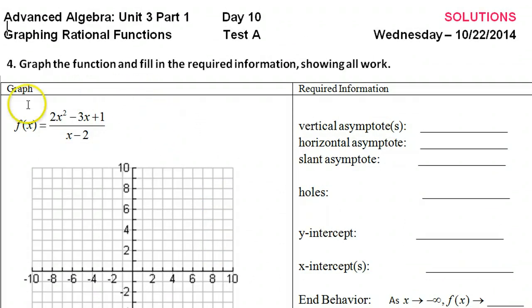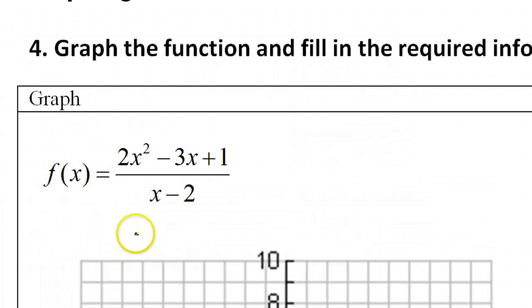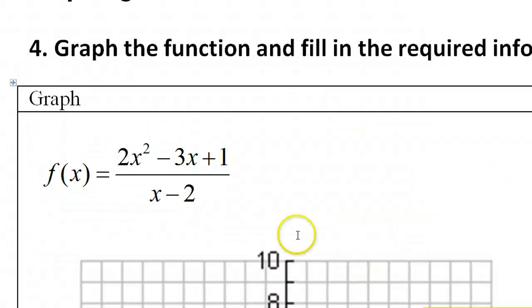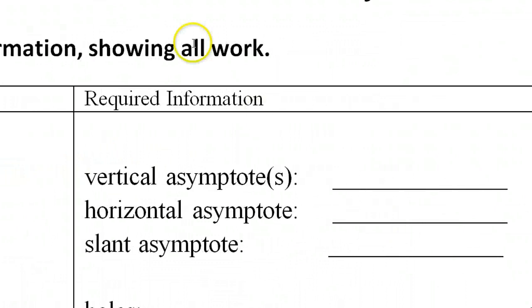Alright, let's get started. Let's actually start with the horizontal asymptote, because that's easy to nail. The horizontal asymptote works like this. If the numerator degree is less, y equals 0. If the degrees are equal, leading coefficients. If the numerator degree is greater than the denominator, there is no horizontal asymptote. And that's the situation we're in here. Numerator degree is 2, the denominator has degree 1. So there is no horizontal asymptote. So under horizontal asymptote, we're going to go ahead and put none.